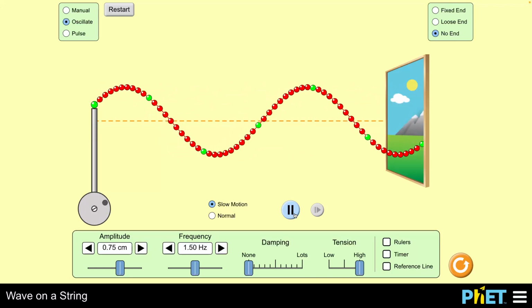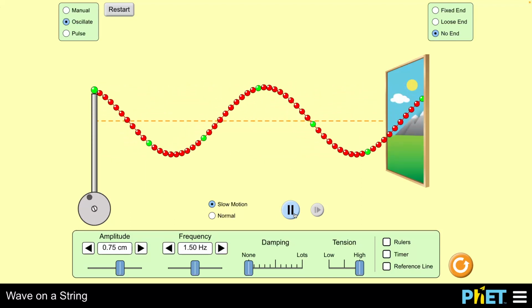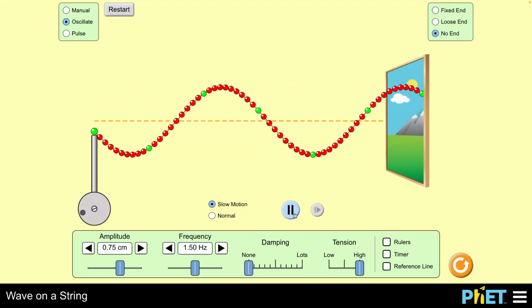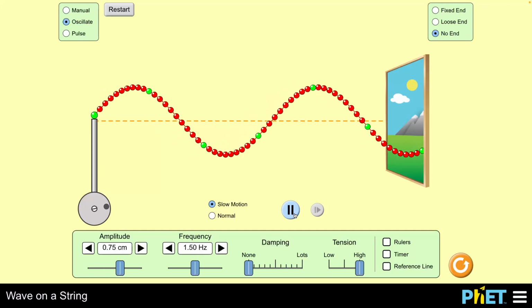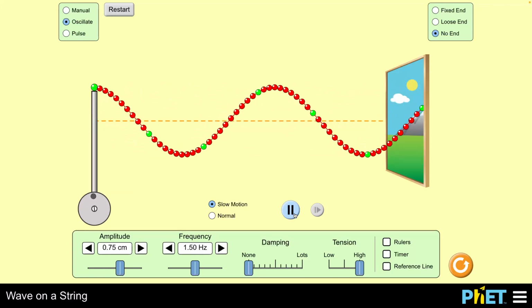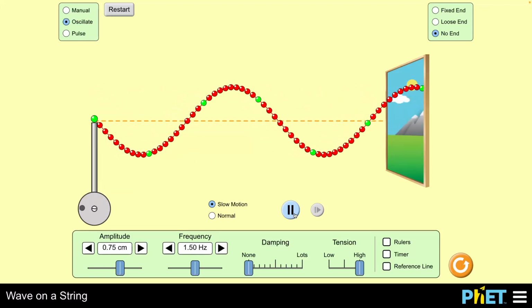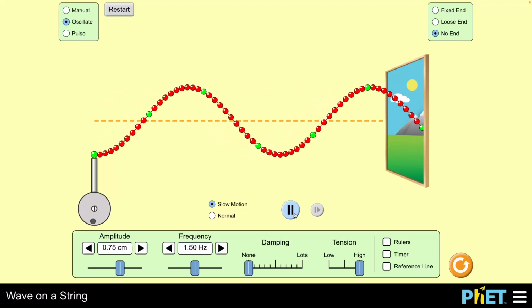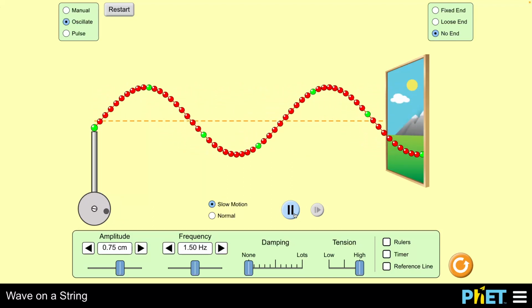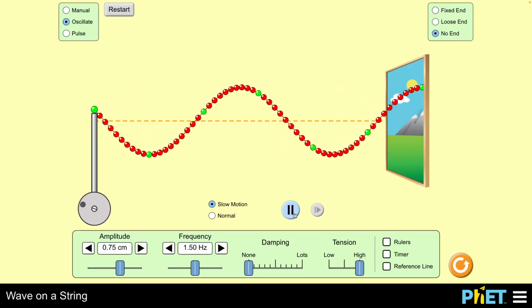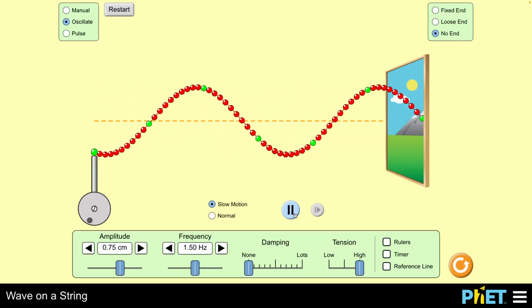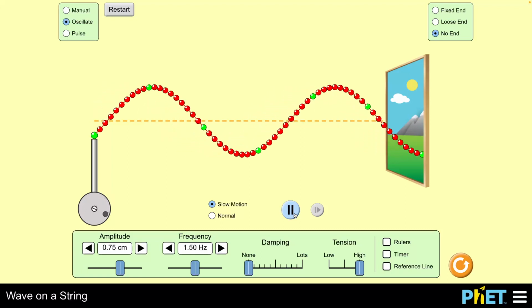What direction is this wave traveling? Looks like it's moving to the right. And how did you determine that? We follow a peak of the wave. We can see that that peak moves. How would you describe the amplitude of this wave? How would you measure it?